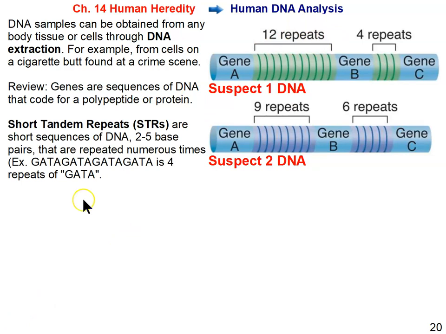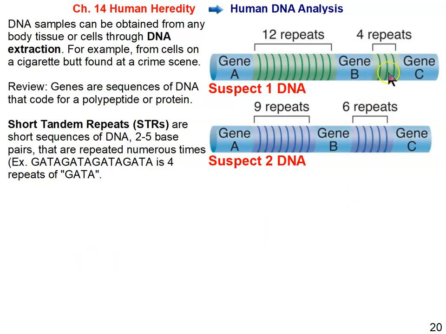More specifically, they're referred to as short tandem repeats, STRs. And they're short sequences of DNA, 2 to 5 base pairs long, that are repeated numerous times. So like in this case, GATA, GATA, GATA. So it's 4 repeats of GATA, right? And that would be possibly what we have here, GATA, GATA, GATA, GATA, GATA. Oops, I just got carried away and I said it 5 times, but you get the idea.